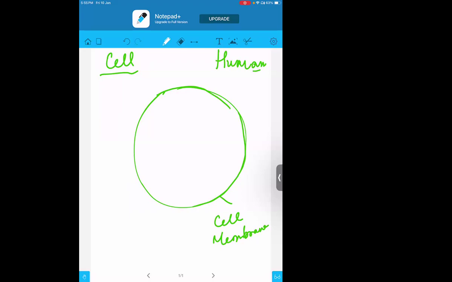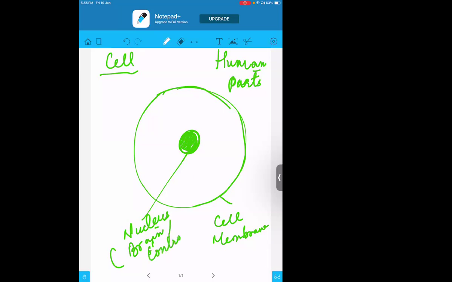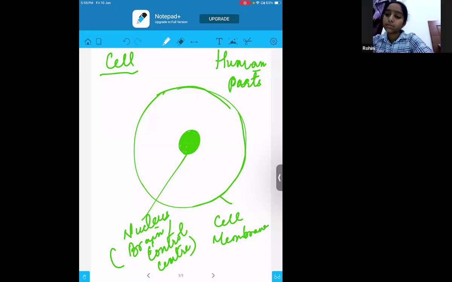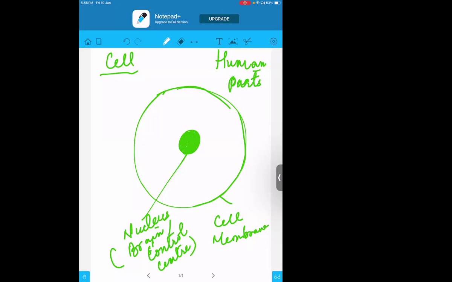Now, inside that, there are other parts present. In the center, there will be a spherical part. This spherical part is called the nucleus, and this nucleus is basically called the brain or the control center of the cell. The reason it is called the brain or control of the cell is because whatever activities the cell does, the nucleus will be controlling. Am I clear, children? Rohini, Adrit, Ashwat, and Shritesh? Yes, ma'am. So in the center, the nucleus will be there. This nucleus will be controlling all the activities of the cell.